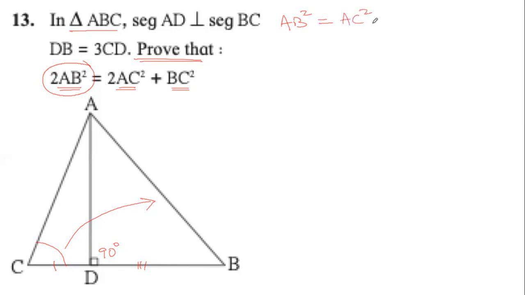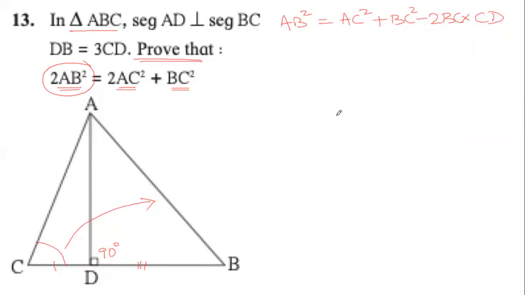AC square plus BC square minus 2 into BC multiplied by something. What is that something? You can come out of mute and speak, or you can type, your choice. Khadija, perfect answer. This will be CD. Very good. Correct.